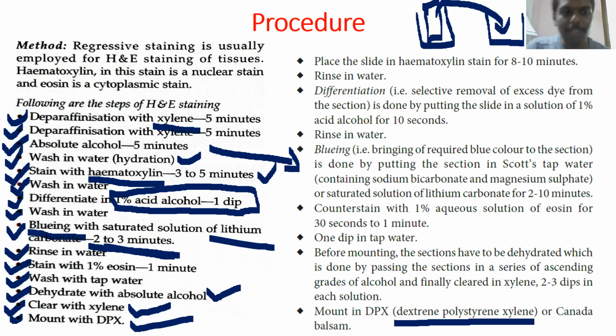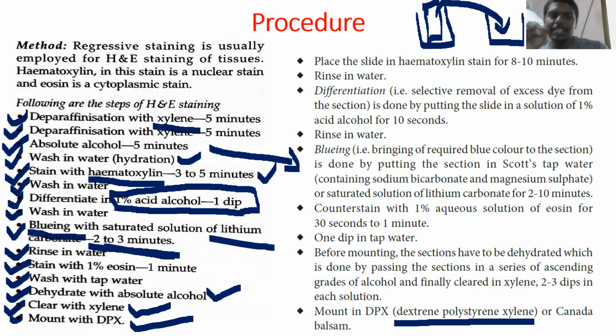Now we will wash in the water. Now there is a problem. Since we dipped the section in 1% acid alcohol, the overall pH of the cell will become acidic. That means even the cytoplasm will become acidic because we dipped in acid alcohol. If this happens, the hematoxylin that is present in the nucleus of the cell will start migrating towards the cytoplasm, because the cytoplasm also becomes acidic. That is why the overall cell becomes blue. So we need to regain the original pH of the cytoplasm, right?